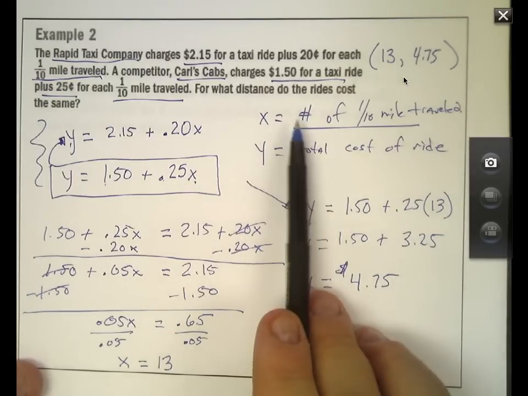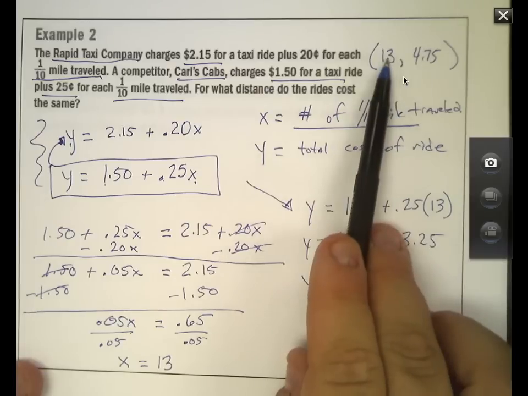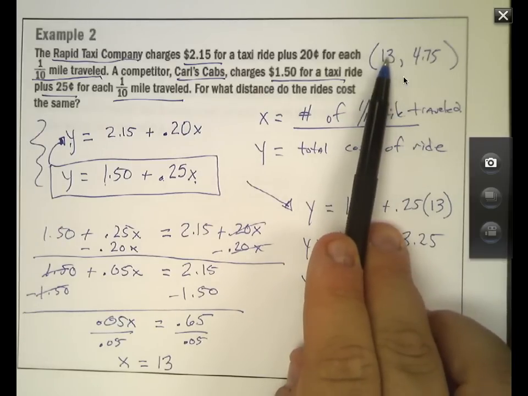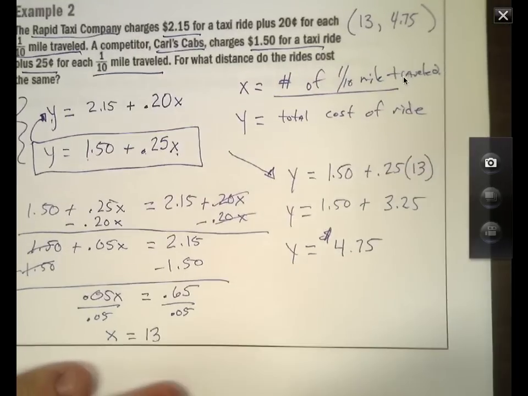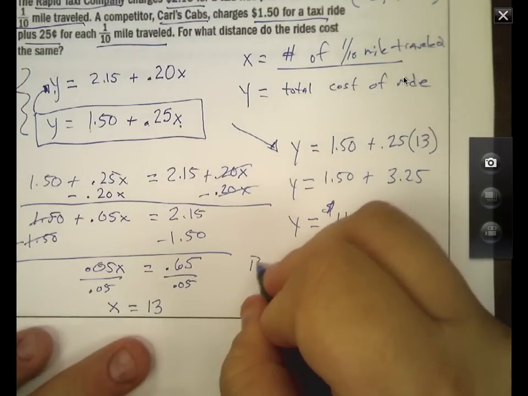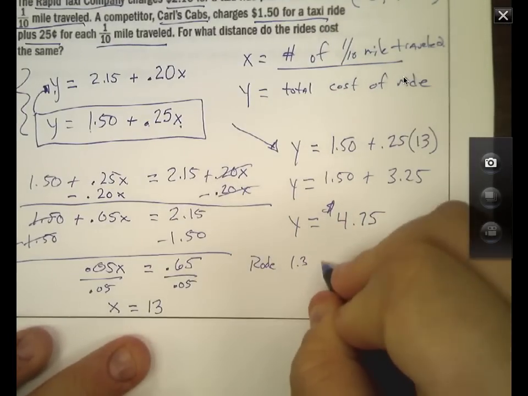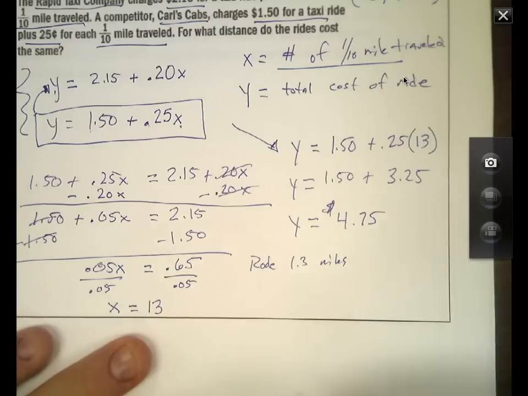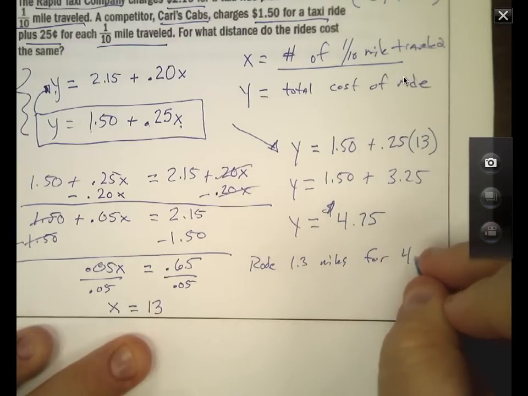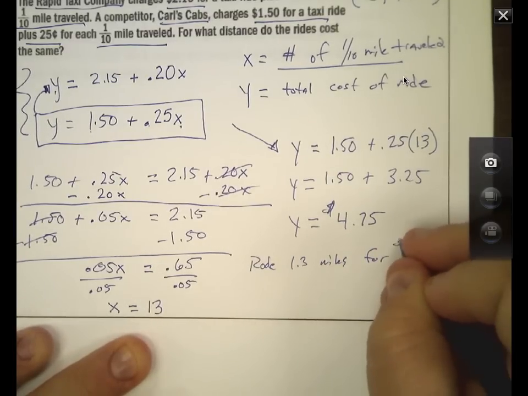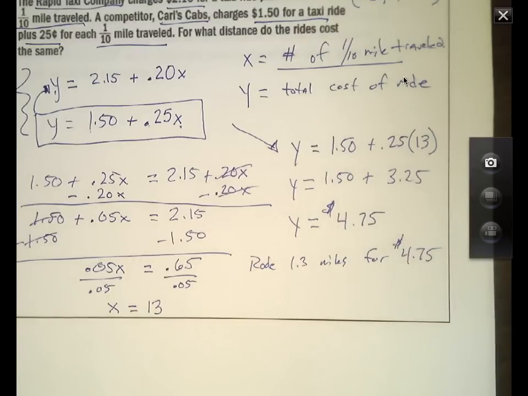Well, my x is the number of 1/10 miles traveled. Okay? So if you traveled 13 1/10 of a mile, you actually rode 1.3 miles for $4.75. Okay? That's the break-even point.